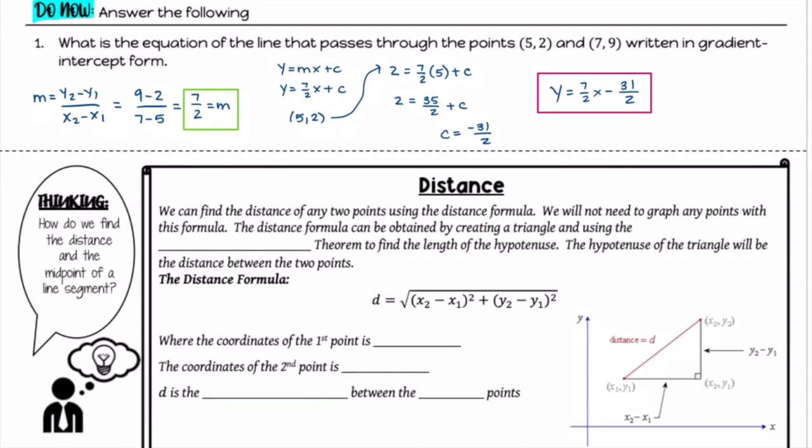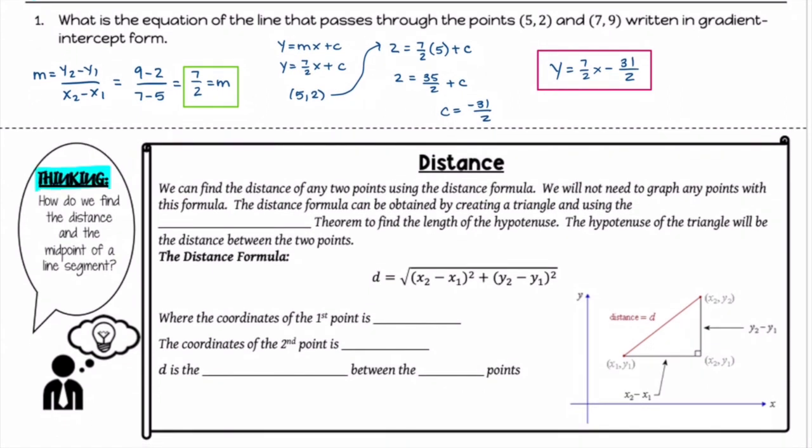Let's take a look at today's thinking. How do we find the distance and the midpoint of a line segment? So we have the distance. We can find the distance of any 2 points using the distance formula. We will not need to graph any points with this formula.